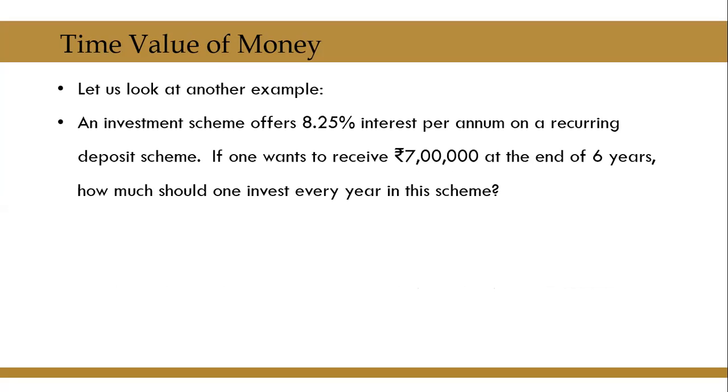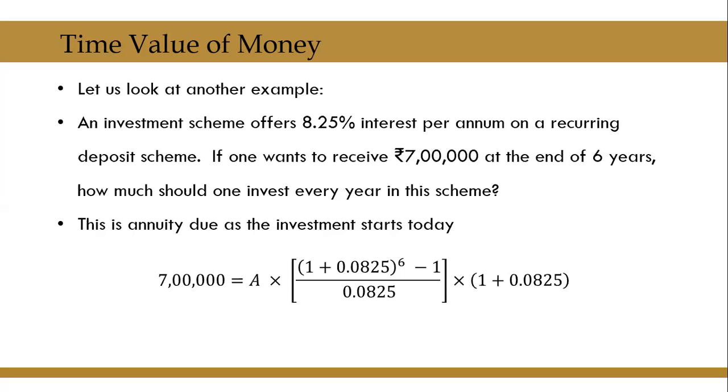because I need 7 lakh for some purpose at that time. And I am interested in depositing uniform amount every year into a recurring deposit scheme for the next 6 years so that at the end of 6 years I am able to receive 7 lakh rupees as the maturity value. Here again, this is an annuity due because the investment starts today. Now, if you substitute the values, the future value will be 7 lakh. What we don't know is the annual installment.